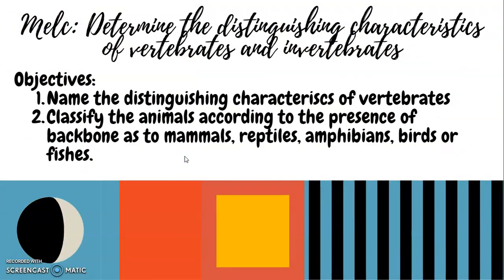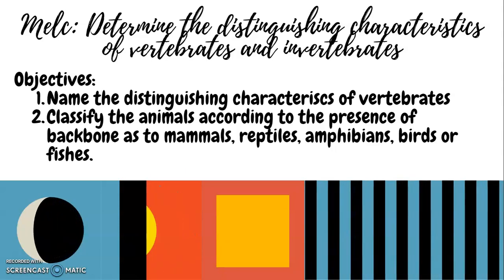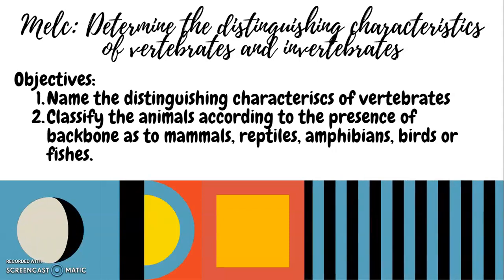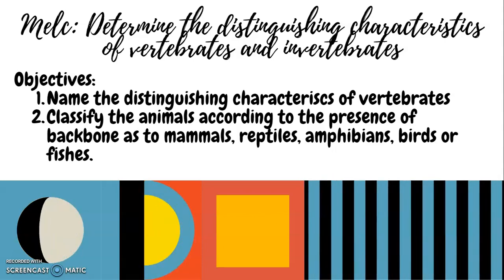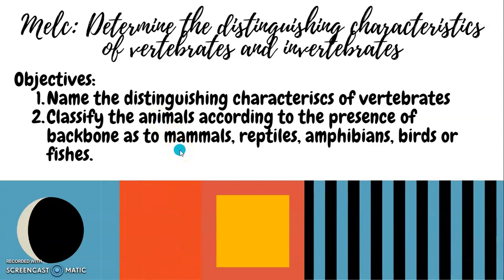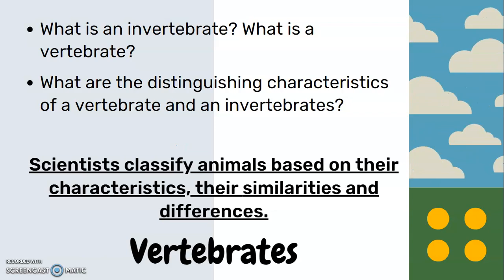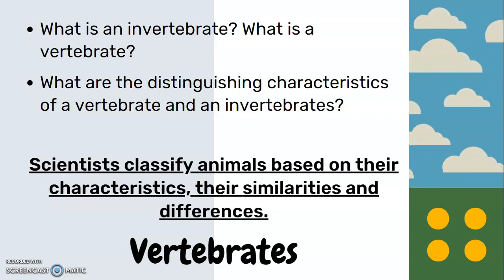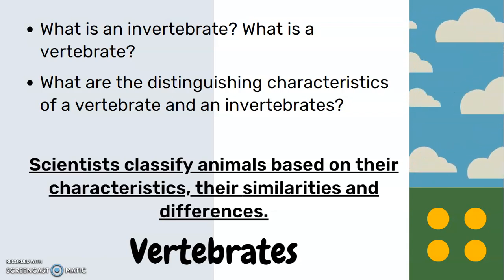For the objectives of our lesson, number 1, name the distinguishing characteristics of vertebrates and classify the animals according to the presence of backbone as to mammals, reptiles, amphibians, birds, or fishes. Pag-isipan natin what is an invertebrate? What is a vertebrate? What are the distinguishing characteristics of vertebrate and an invertebrates?